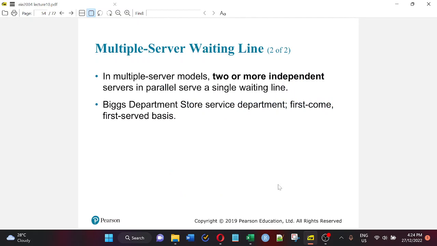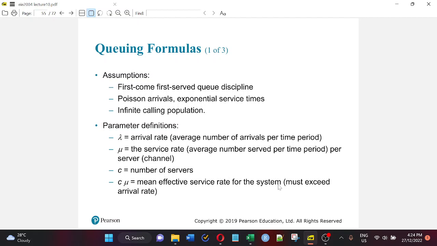Okay, so now let's take this example from the big department store service department, and it assumes the first come first serve basis again. And these are the assumptions: first come first serve, Poisson arrival, exponential service time, and infinite calling population. Similar to the single server, except that we have multiple servers. So the parameter definitions are: lambda is the arrival rate, mu is the service rate, and C is the number of servers, or the number of counters. The mean effective service rate for the system is given by C times mu, and this must exceed the arrival rate.